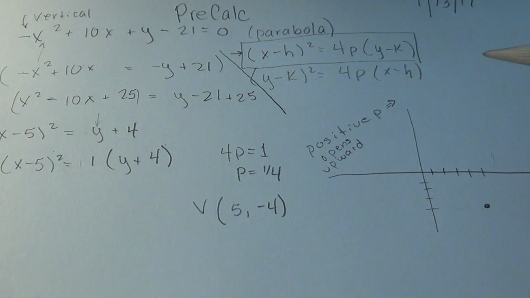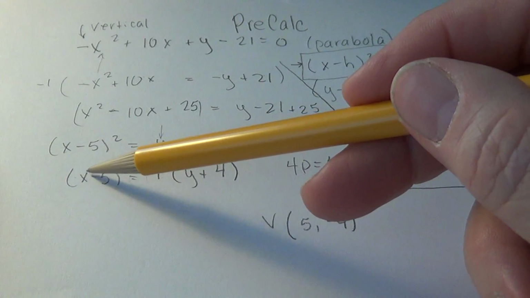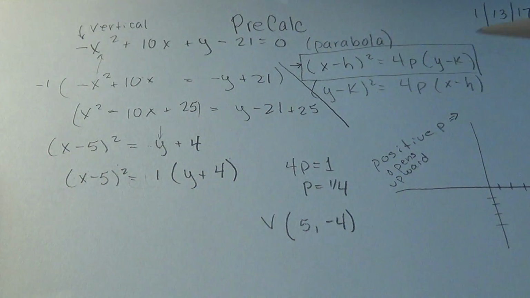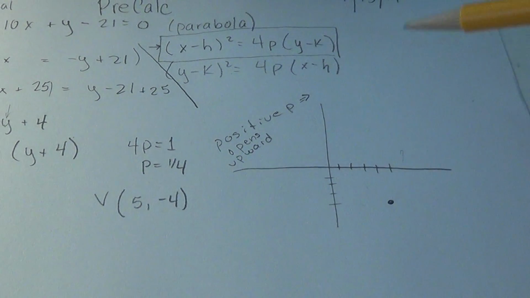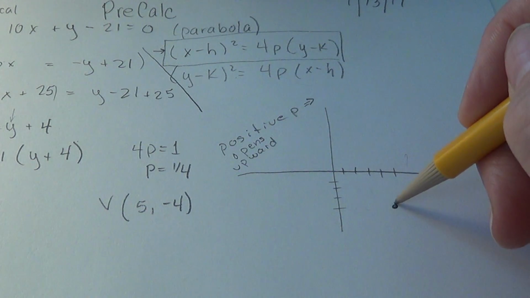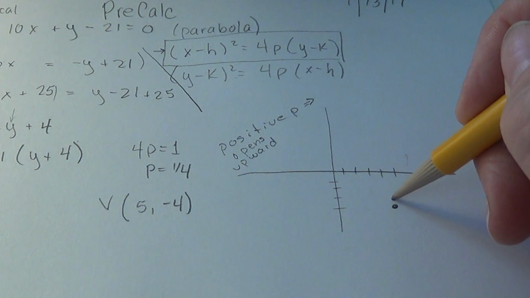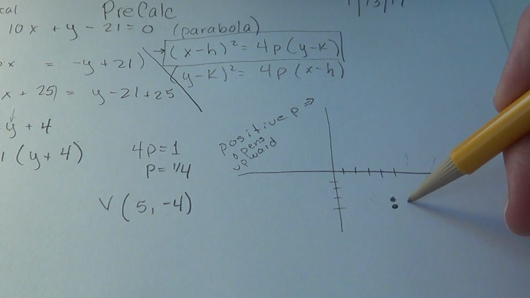So a negative P means it opens downward. If we were going to have a parabola where the y term was squared, then we would have one that opened left and right. In that scenario, a positive P opens to the right and a negative P opens to the left. But in this particular example, we have a positive P and it's 1/4. So that means the focus is 1/4 away. That means this parabola is going to envelop the focus and open upward.